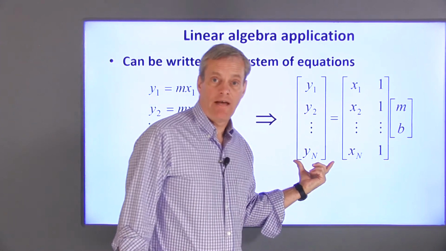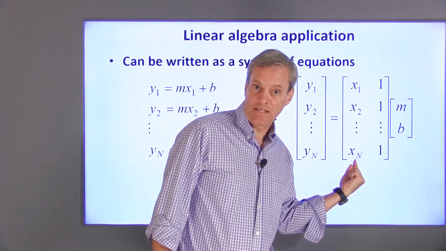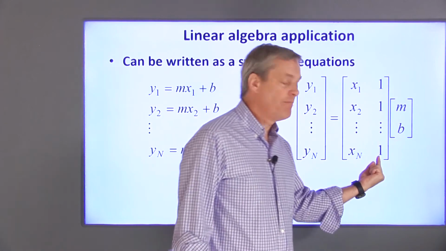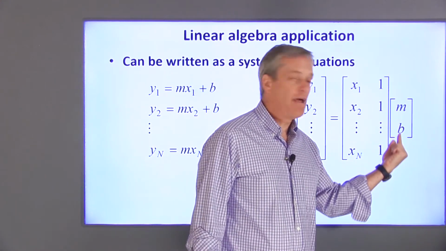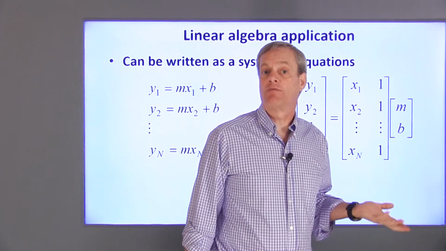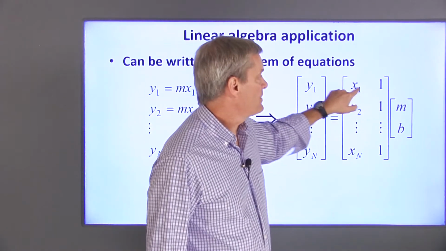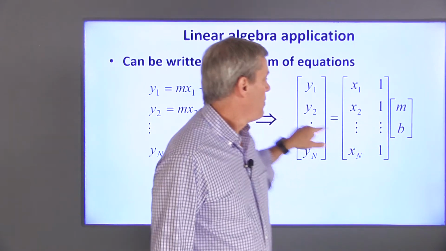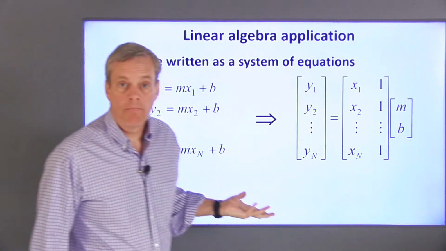A vector of y values is equal to a matrix with a first column that's the x values and a second column that's all ones, times a vector containing the slope and the y-intercept of the straight line we're fitting to the data. So y1 is equal to m times x1 plus b, y2 is equal to m times x2 plus b, and so on.